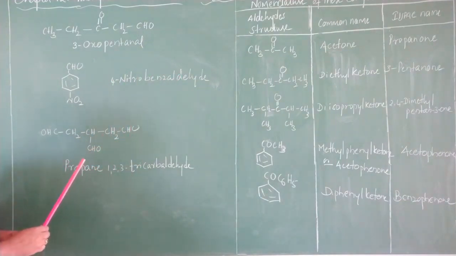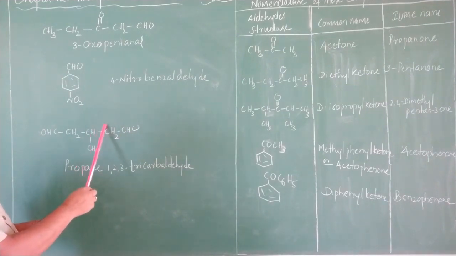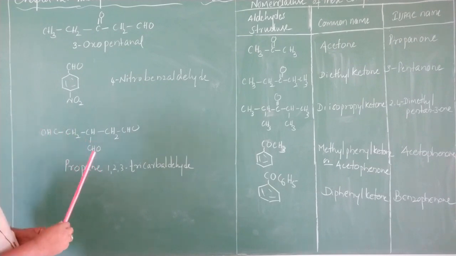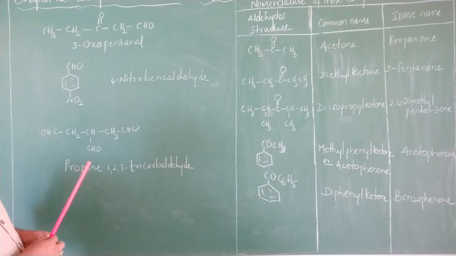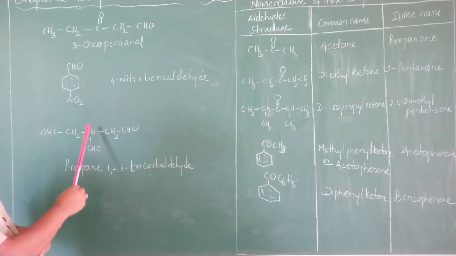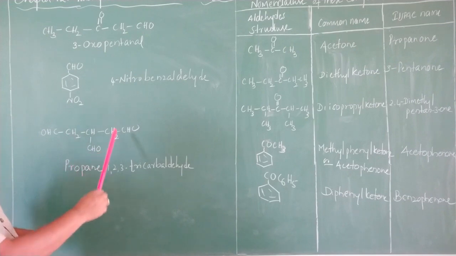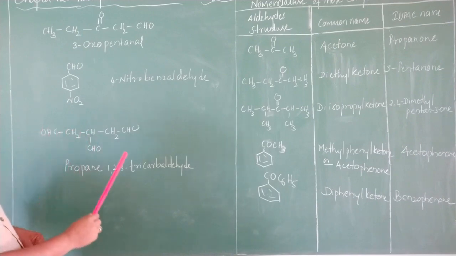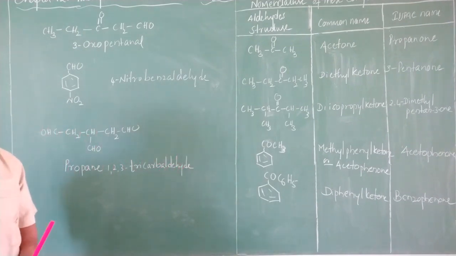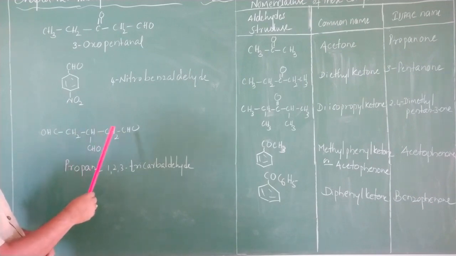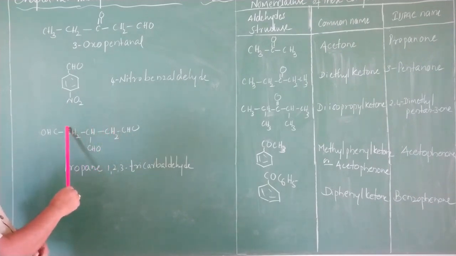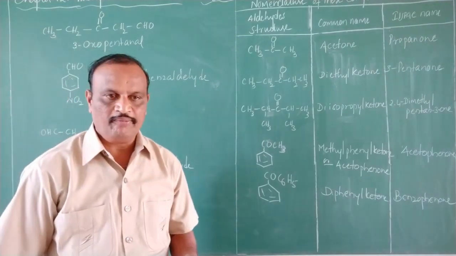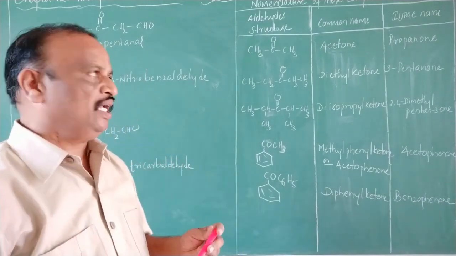We have one more very important compound. Look into this: first carbon, second carbon and third carbon, all 3 carbons attached with the aldehyde group. So the naming system is like this. This should be taken as a derivative of propane only. Propane 1, 2, 3, tricarbaldehyde it is. That's how we should name. I repeat once again: propane 1, 2, 3, tricarbaldehyde it is. That's how the aldehydes are named. You can go through some more examples from the textbook.